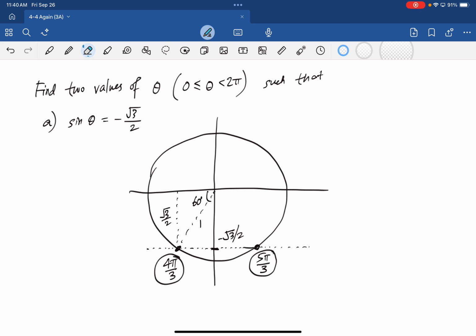Questions? All right, you guys can do one by yourself. Find two values of theta such that cosine theta equals, what did I do for my 1a? Negative root 2 over 2.